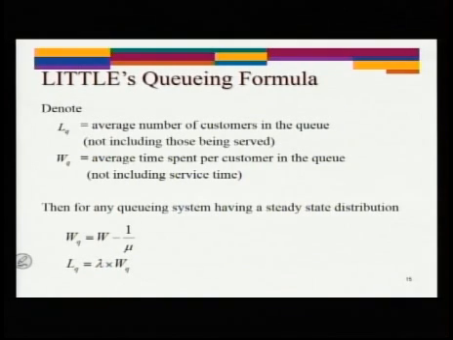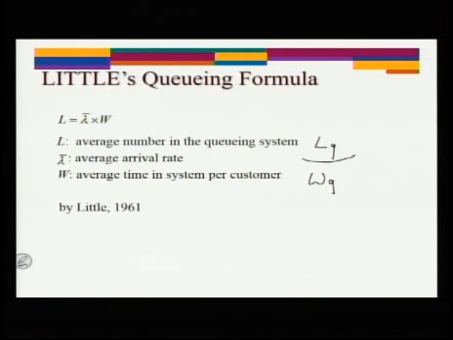And WQ is the average waiting time spent in the waiting line. Also here, just like L equals lambda bar times W, we can use LQ equals lambda bar times WQ. So all of these are key measures of performance for the queuing system.